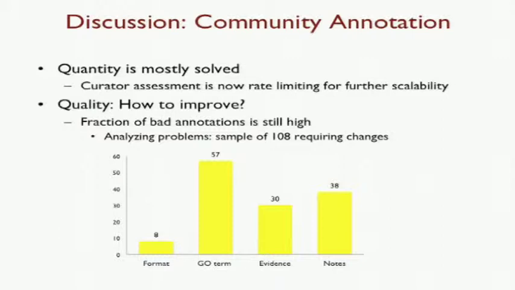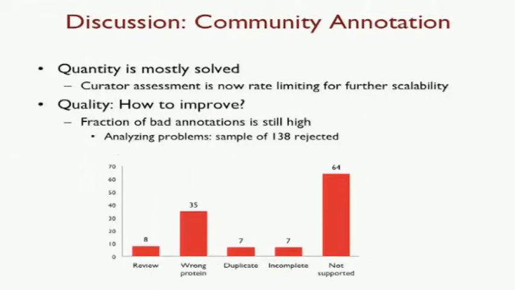57 used the wrong GO term. It was either too specific or not specific enough, but it was somewhere fixable based on the evidence that they showed. 30 had the wrong evidence code. And 38 of them, the problem was really not with the annotation. The problem was with how they justified the annotation. And that's something that really would not be rejected in a GAF because it's a field that wouldn't even be in the GAF.